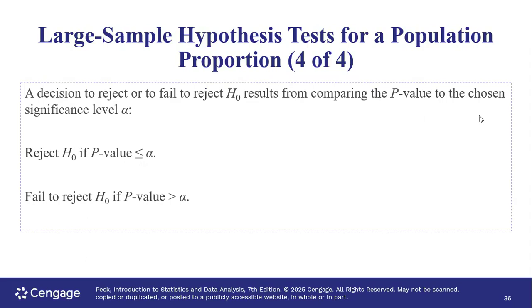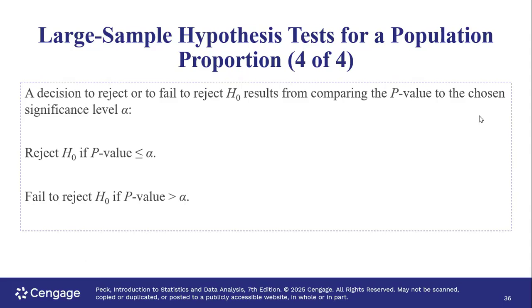A decision to reject or to fail to reject H0 comes from comparing the p-value to the chosen significance level alpha. These are the two rules. We reject H0 if the p-value is less than or equal to alpha, and we fail to reject H0 if the p-value is greater than alpha. So what is alpha? Alpha is the level of significance. It is 1 minus C. Alpha is the maximum risk we take in rejecting H0 when it is true. That means we should not have rejected H0, but we made a wrong decision of rejecting H0.